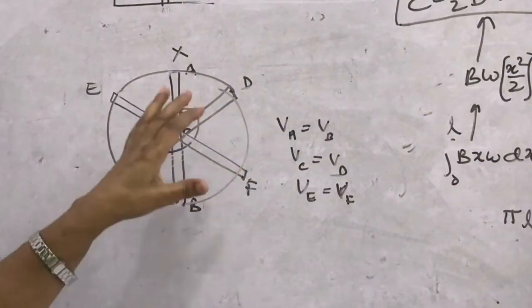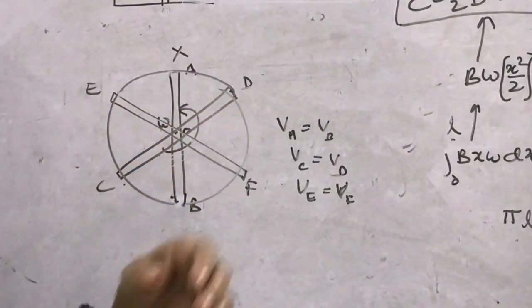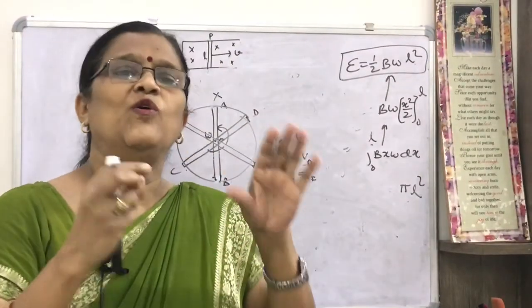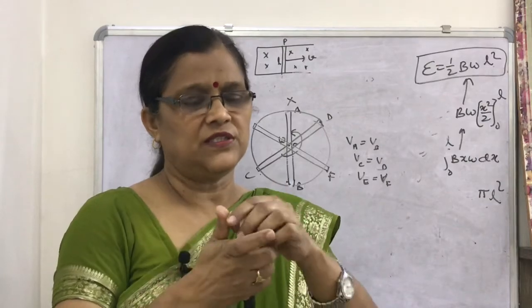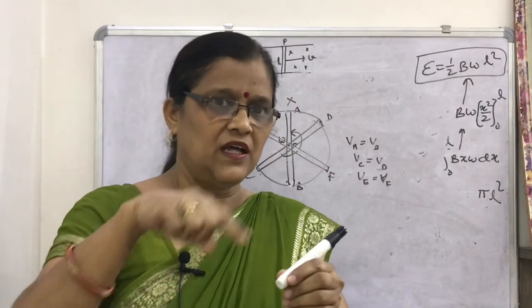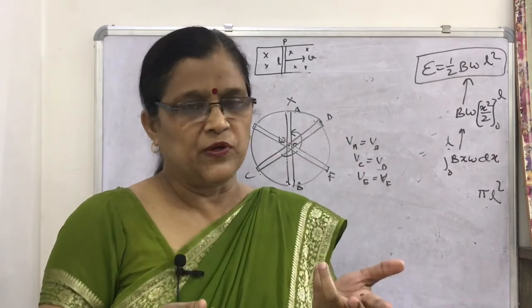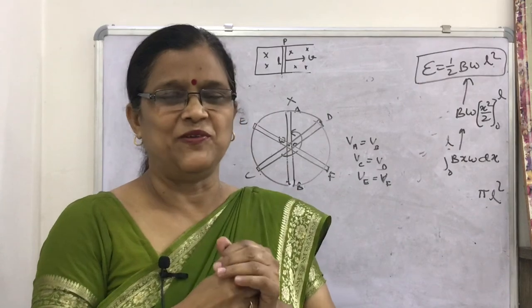Now I hope you enjoyed this: when the rod is rotating instead of moving linearly, what the expression for motional EMF is, and that all the rotating rods will form a disc. At the circumference, at each and every point, the potential is the same, or the potential difference is 0. I hope you enjoyed it. Thank you.